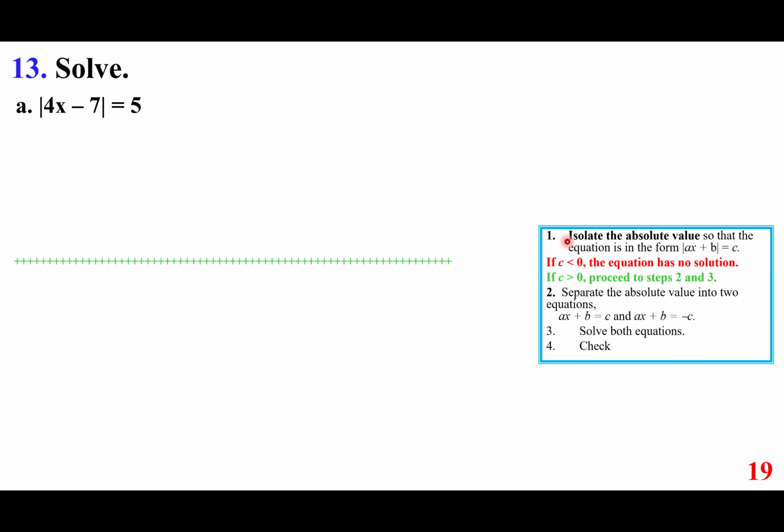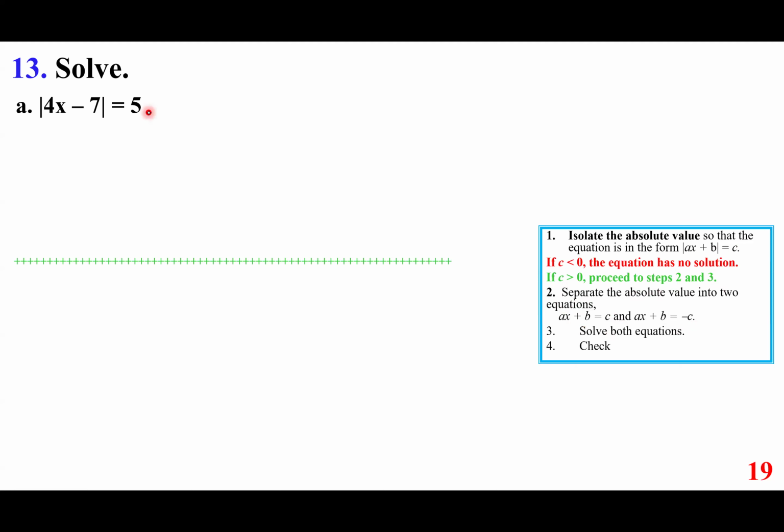So for the equation, if c is negative, then there's no solution because absolute value, worst case scenario, is 0. Remember, it's distance from 0. So if it's negative, there's no solution. If it's positive, then it has two answers. We proceed to the next step. Number 2, ax plus b, drop the absolute value equals c and drop the absolute value equals negative c, solve both equations and check.